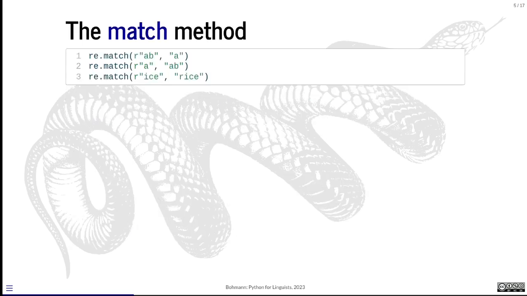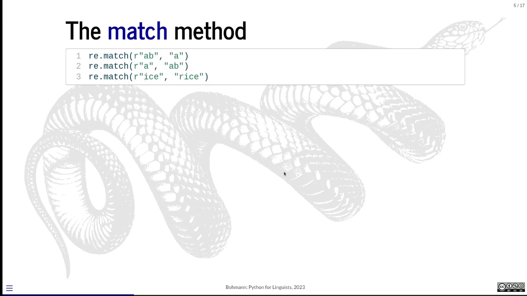And then we feed all of this to the match method. This is actually sort of what we need the re module for. This takes a regular expression pattern as its first argument and any kind of string as its second argument. re.match the expression "ab" to the string "a". You can see what the return value of that is. re.match "a" to the string "ab" and re.match "ice" to the string "rice".